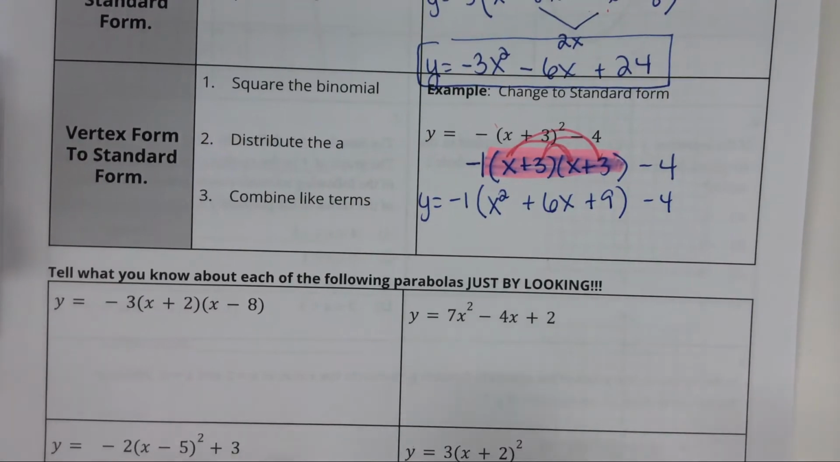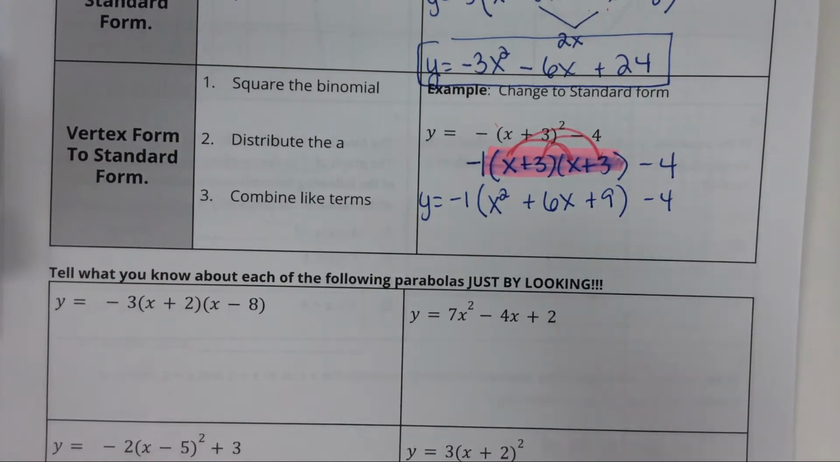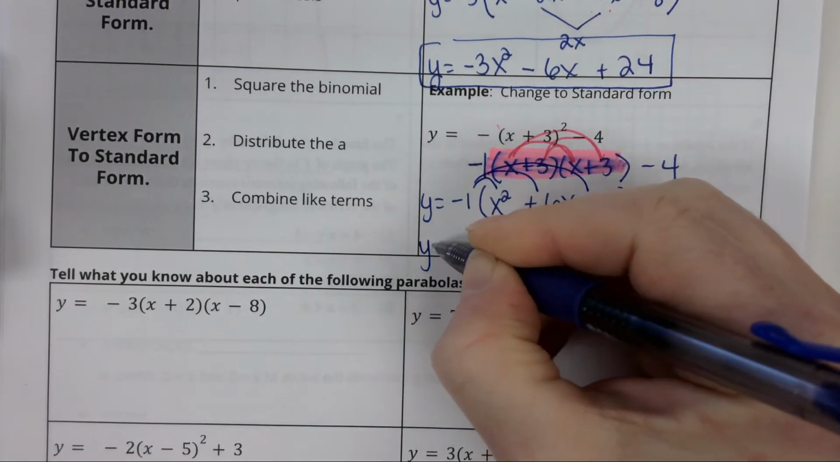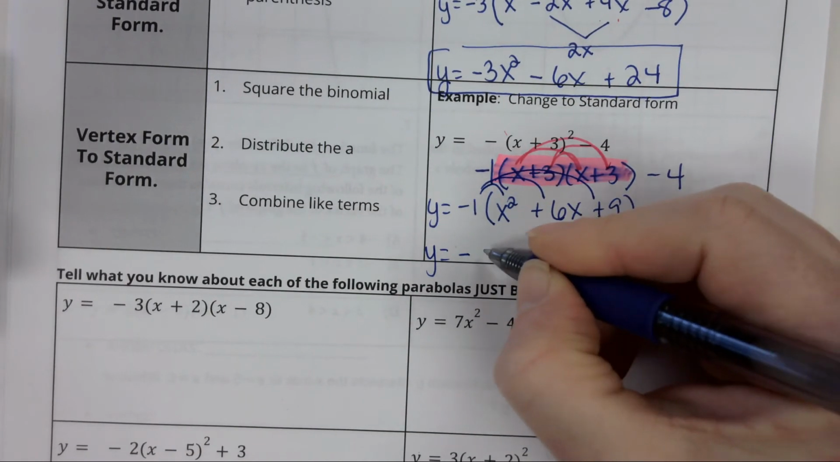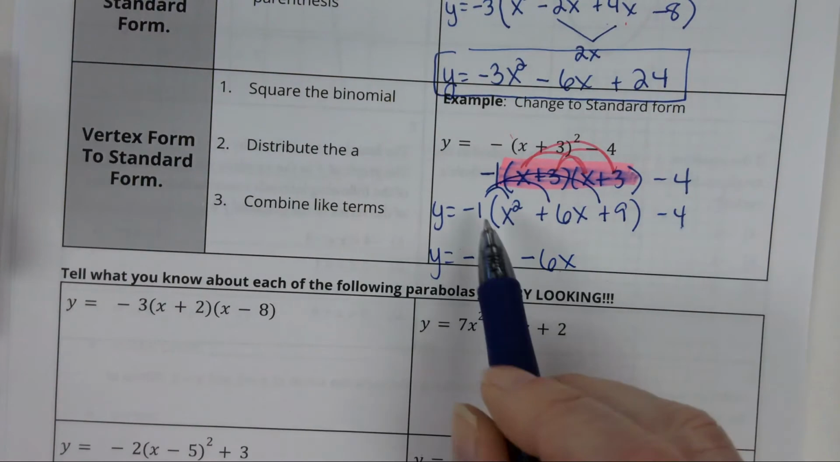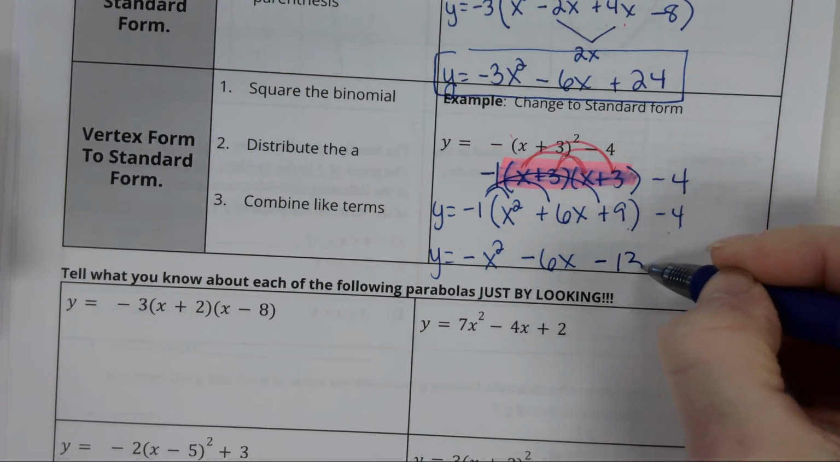I then distribute the -1 and make sure I subtract 4 off the back. So we have y equals -x squared minus 6x minus 9 minus 4, which combines to be minus 13.